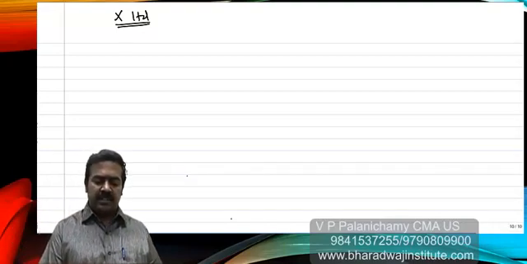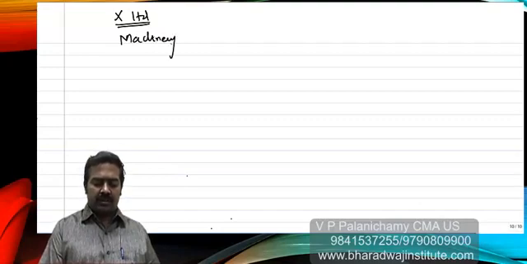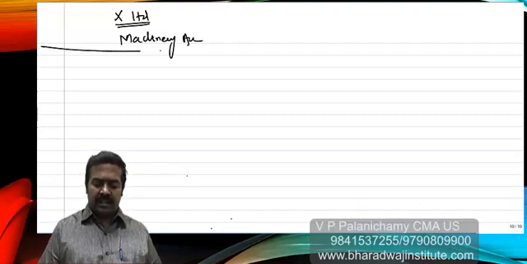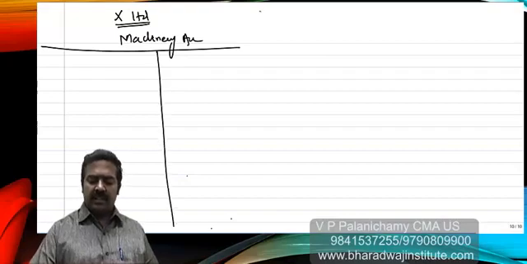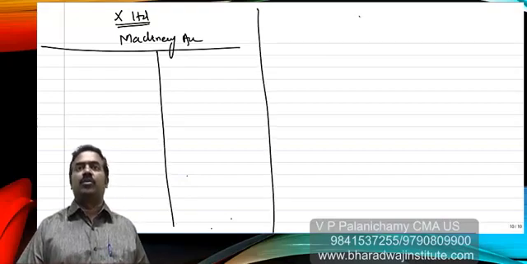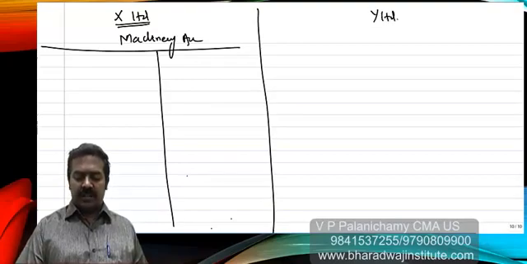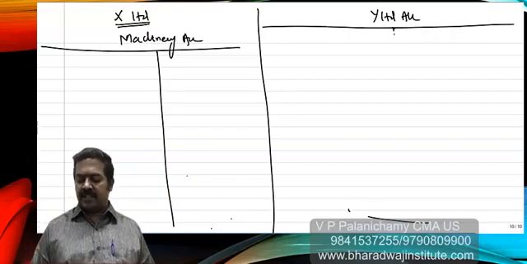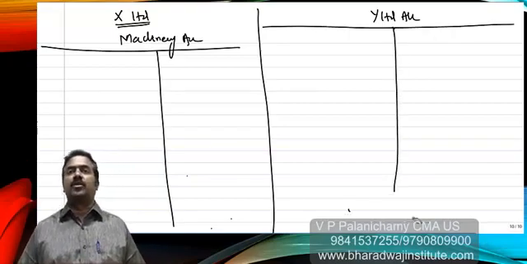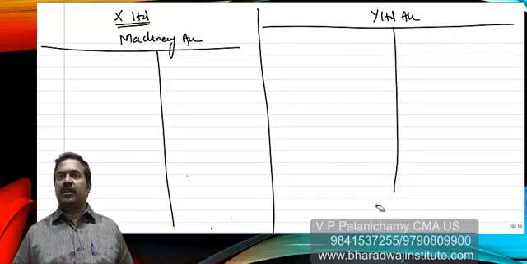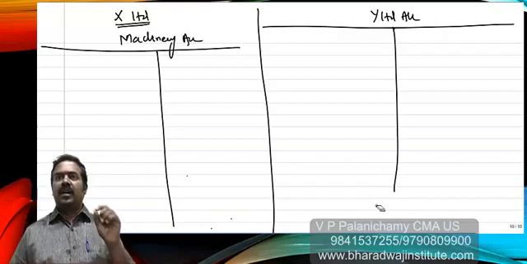He is purchasing a machinery, so he will maintain the machinery account for 3 years. Then he will maintain the hire vendor account. Who is the hire vendor? Y Limited account. What about depreciation account, P&L account and all? That is not required. With respect to hire purchase transaction, the extra accounts are the machinery account and Y Limited account.